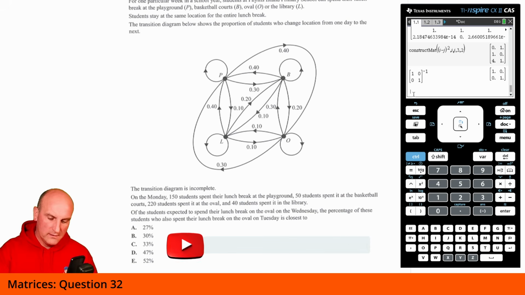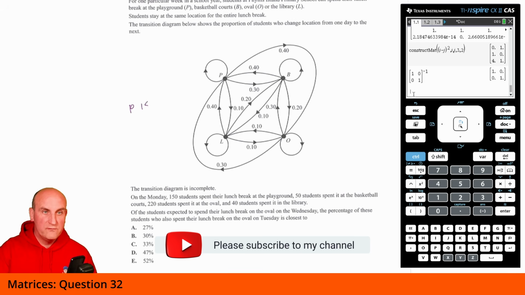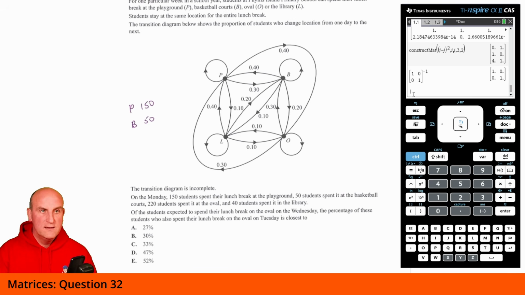On the Monday, 150 students spend their lunch break at the playground. Oh my goodness, here we go. So I've got the playground, 150 students, 50 students at the basketball court, 220 at the oval, and 40 students in the library. Of the students expected to spend their lunch break on the oval on the Wednesday, the percentage of these students who also spent their lunch break on the oval on Tuesday is closest to. Right, here we go.